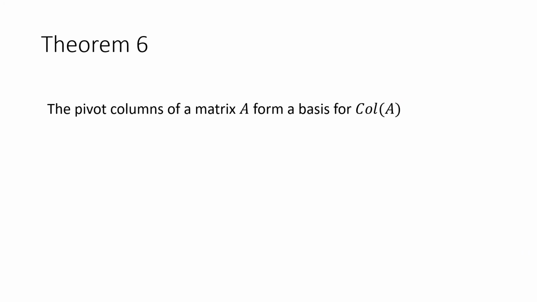And that leads us to theorem 6, that the pivot columns of a matrix form the basis for the column space. We've already seen this idea, but theorem 6 gives us the statement of it: if you want to find out what vectors are a basis for your column space, take the columns that are pivot columns from your original matrix. Not from your new matrix, but from your original matrix.